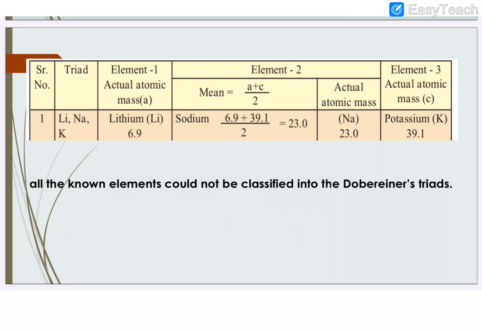potassium. All the known elements could not be classified into the Dobereiner triads. So this is a demerit of his triads, that all elements cannot be classified in the form of a triad.